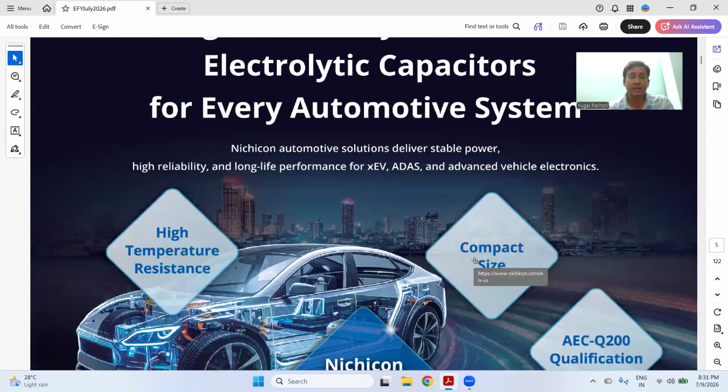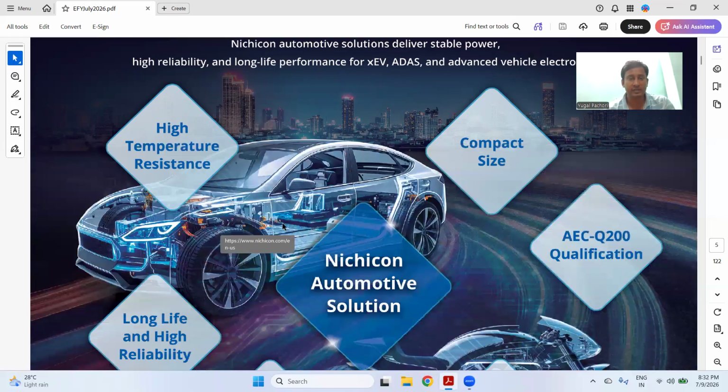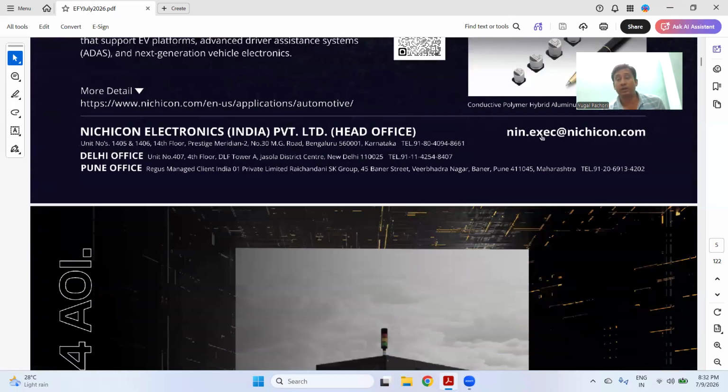Now move on. This is again another advertisement, from Nichicon, on high reliability aluminum electrolytic capacitors for every automotive system. There are a lot of automotive systems available in the market at present, and they need electrolytic capacitors and highly reliable aluminum capacitors. These are provided by Nichicon. You can understand from this graphic what kind of automotive products need them. It is used in motor cars, motor vehicles, and motorbikes. And if you want to read more about it, you can click on the link and get the information available.